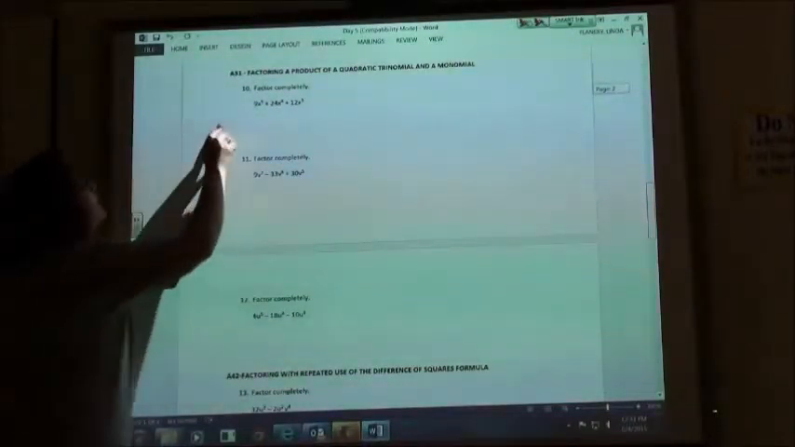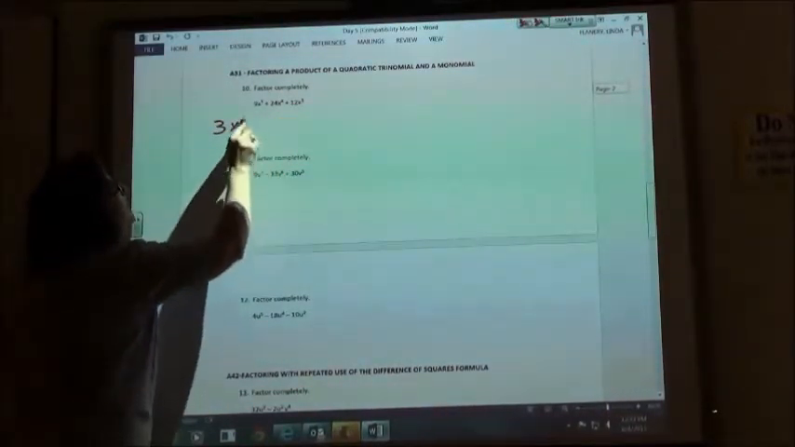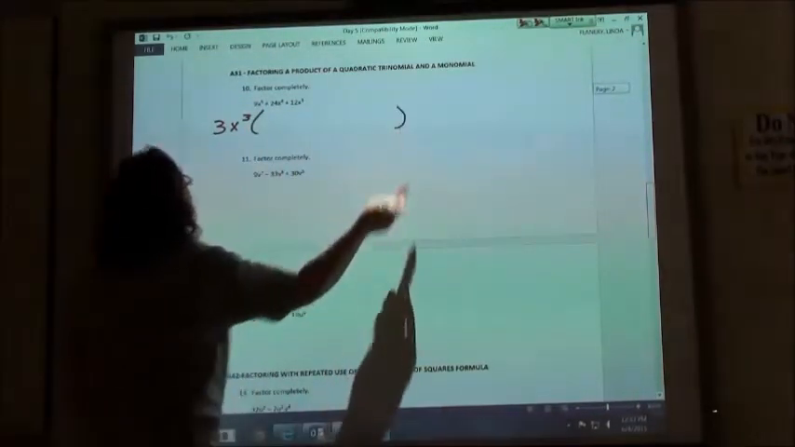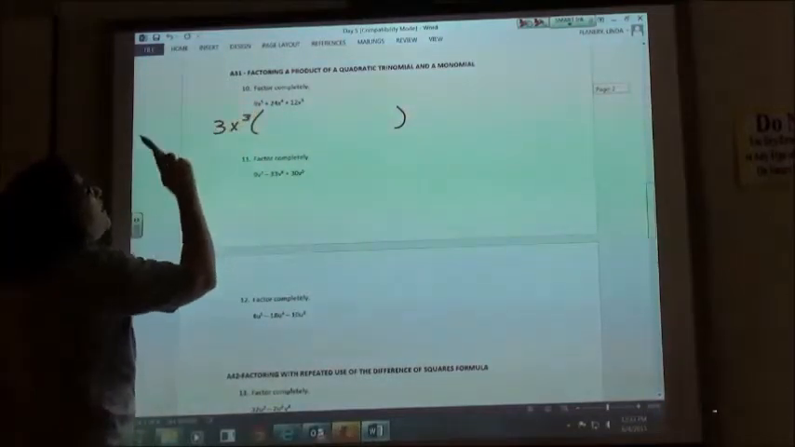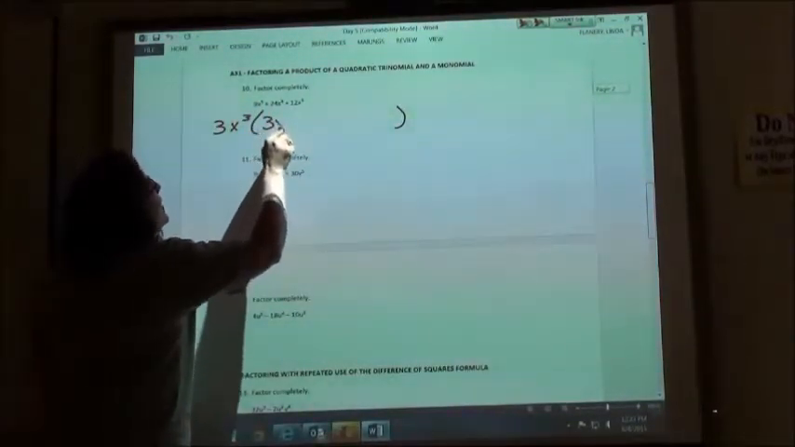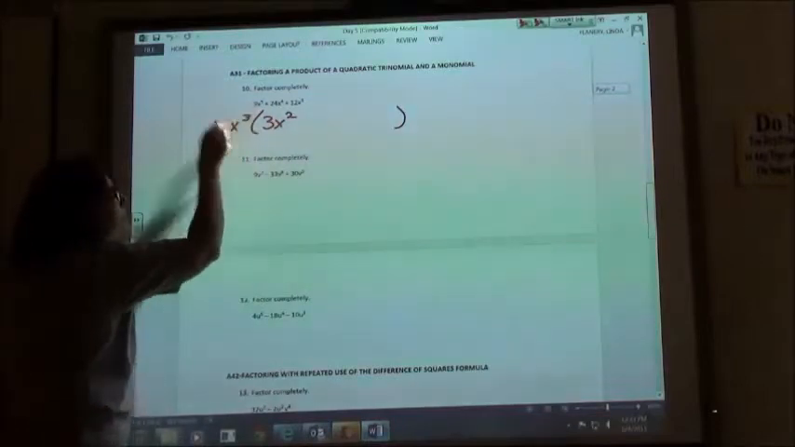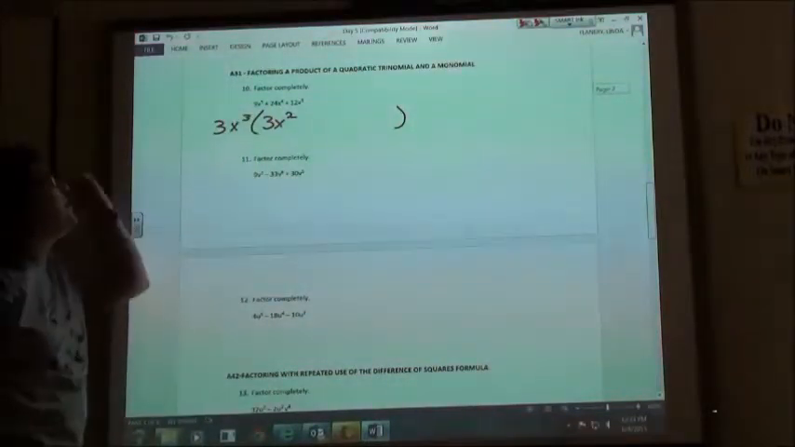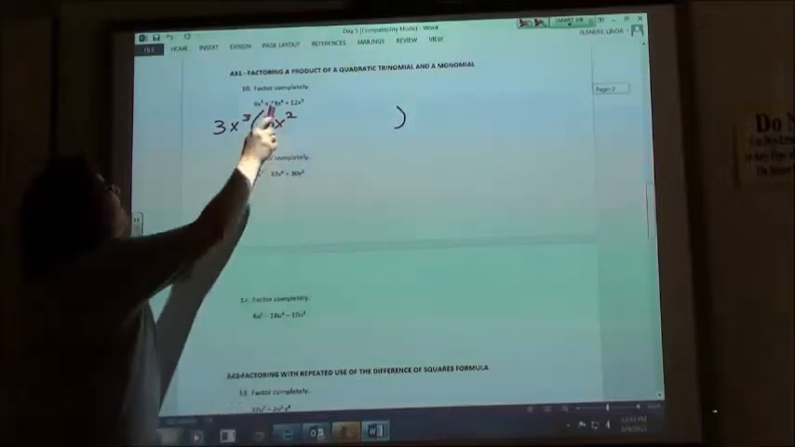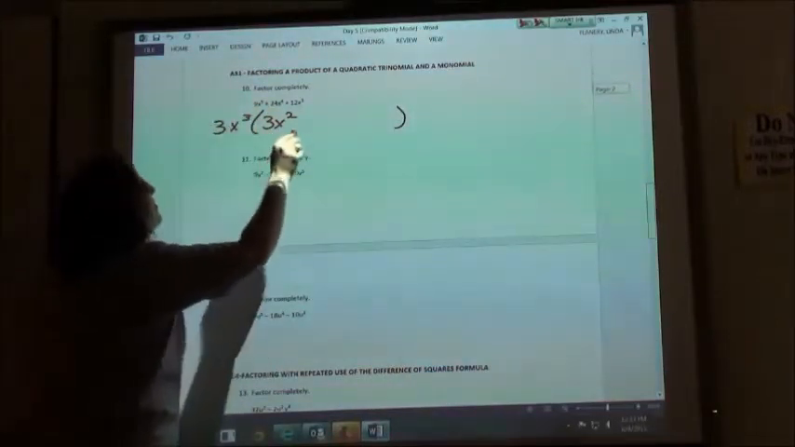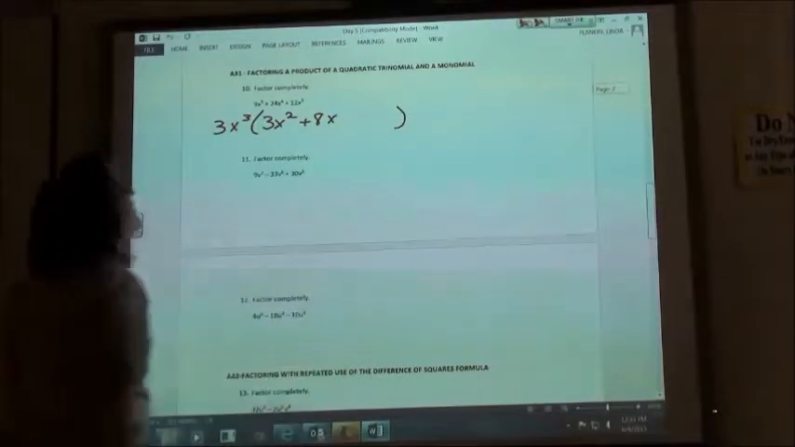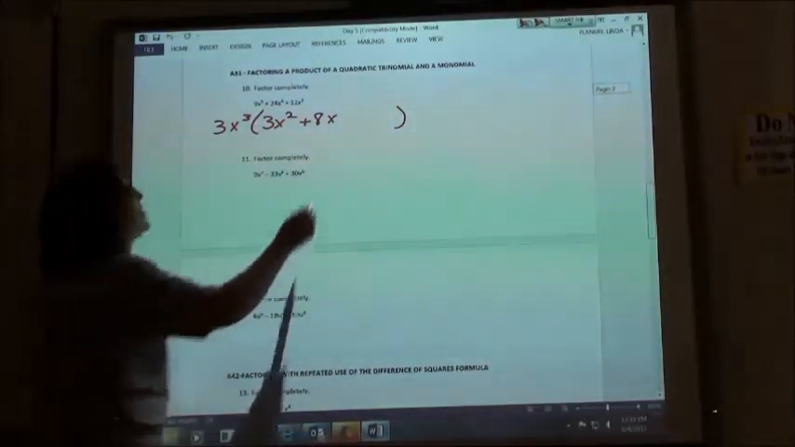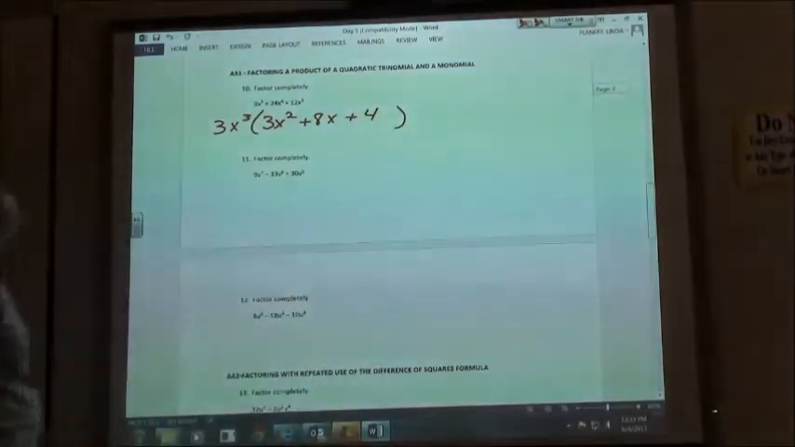3x cubed, right? Because I can do the lower exponent. If I do x squared, there'd still be an x left in all of them. So I want to do 3x cubed. If I divide that out, 9x to the 5th divided by 3x cubed will give me 3x squared, dividing our coefficients and subtracting our exponents. 24x to the 4th divided by 3x cubed is 8x. And then 12x cubed divided by 3x cubed would give me 4.